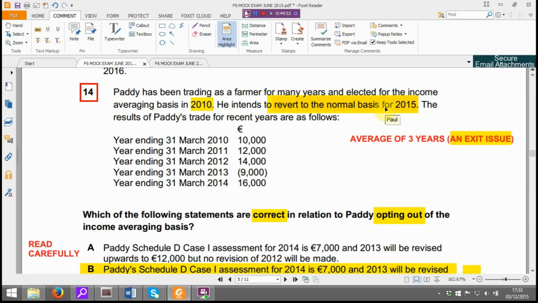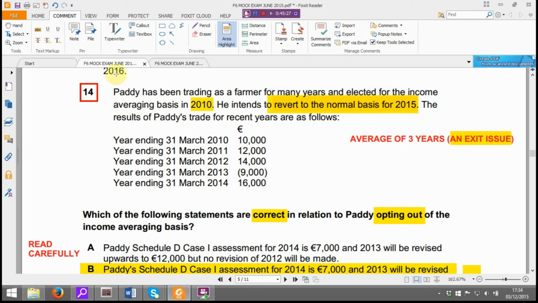When an individual farmer opts out of the farmers averaging scheme, there's an adjustment that we may have to make, and it involves looking back over the 3 previous years. You'll remember that this caused a little bit of an issue in our class, and it certainly is a complicated little area. So we're asked to detail which statements are correct in relation to his opting out of the income averaging basis.